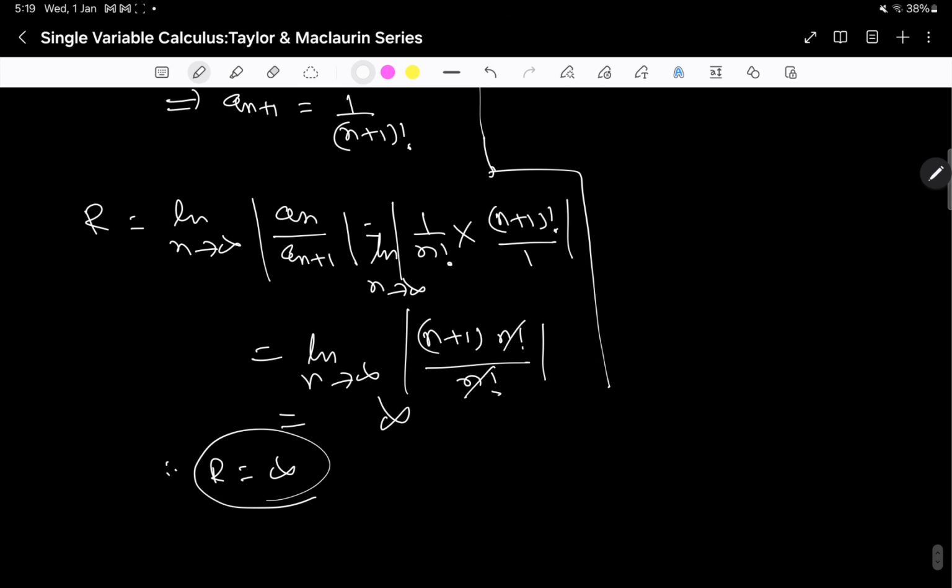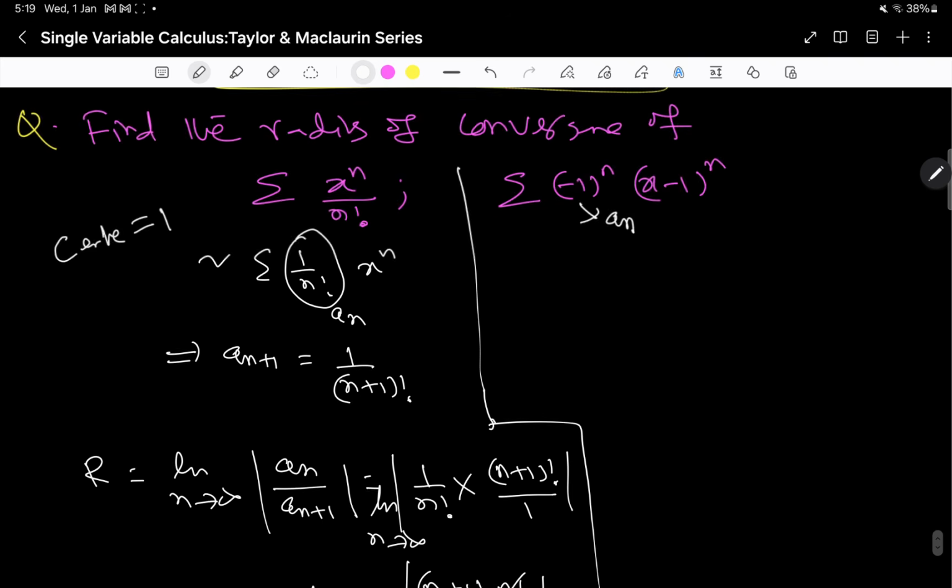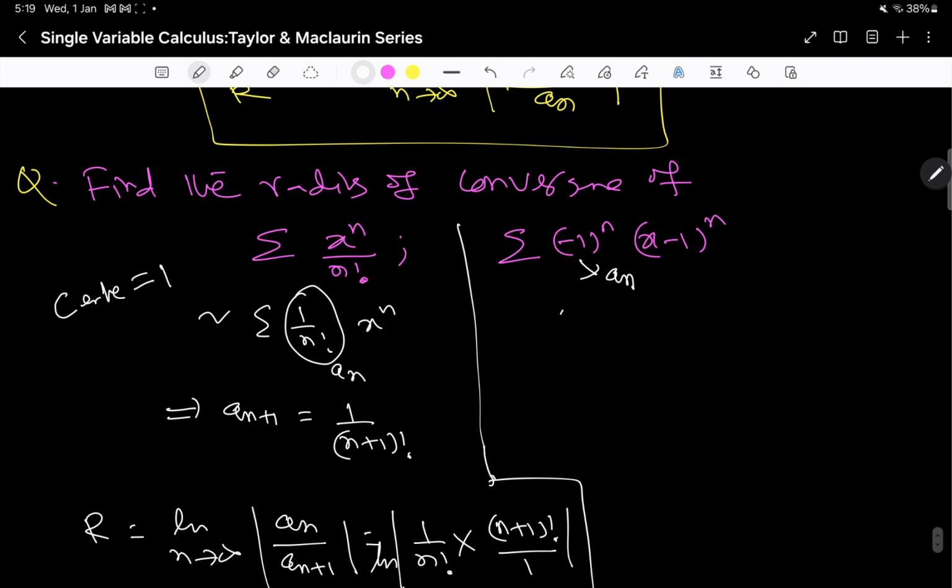Or I can write it here: |x minus 0| is less than infinity, right? So this is my circle of convergence with infinity as the radius of convergence. In this example, here an is equal to (minus 1) to the power n.